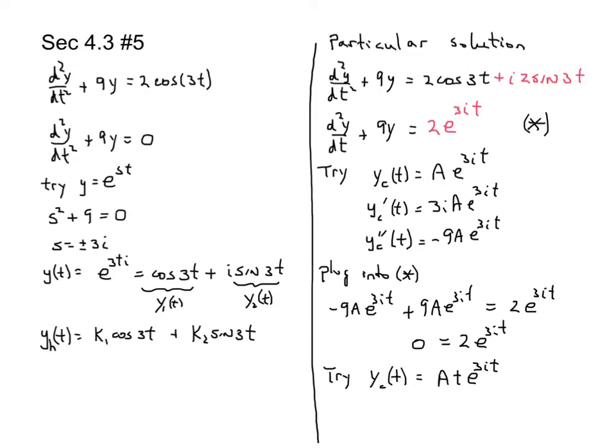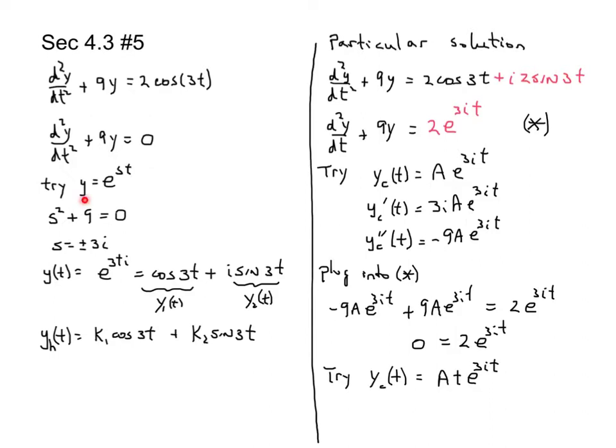This is section 4.3, number 5. I've written it out in advance. Here is our problem. Find the general solution of this forced harmonic oscillator. There's no damping involved. First, we go after the homogeneous part.